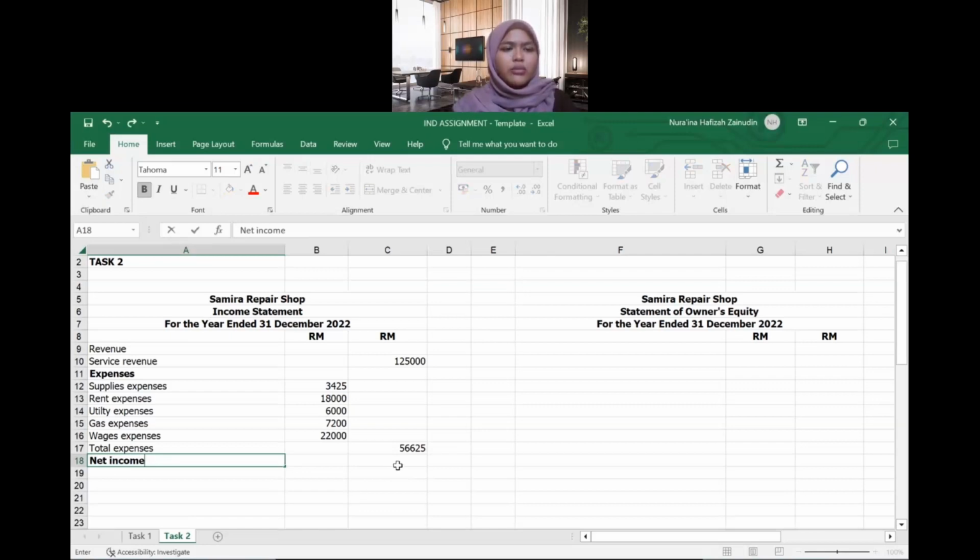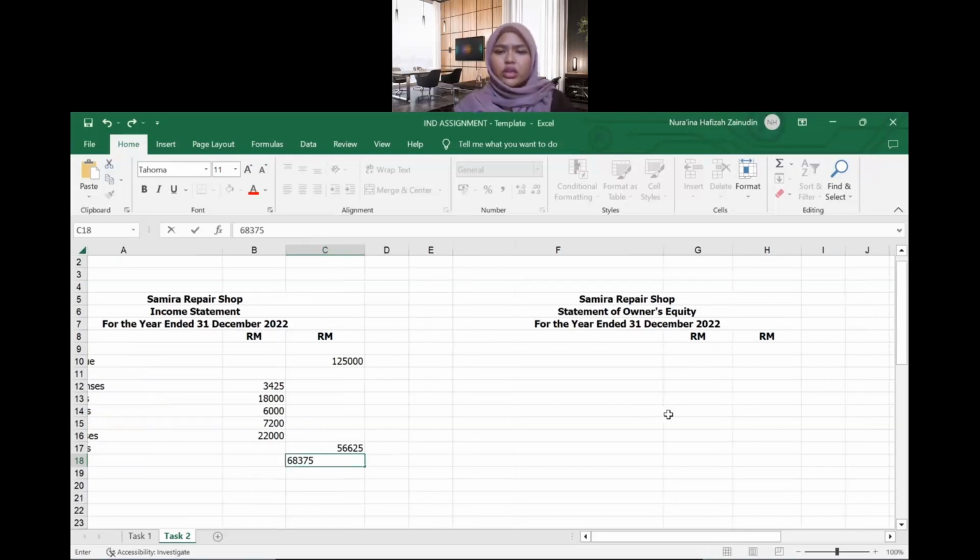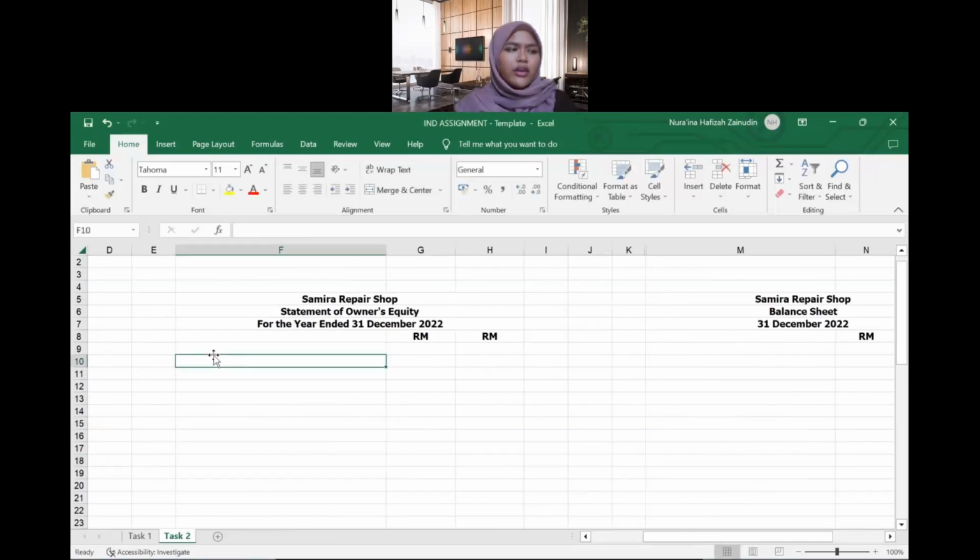The next is we want to get the net income. How we get the net income is revenue minus the expenses. Then we get the net income. The total of net income is 68,375 ringgit Malaysia.